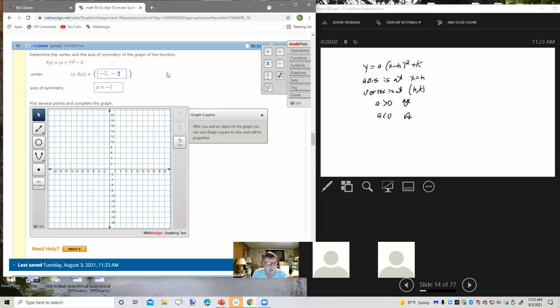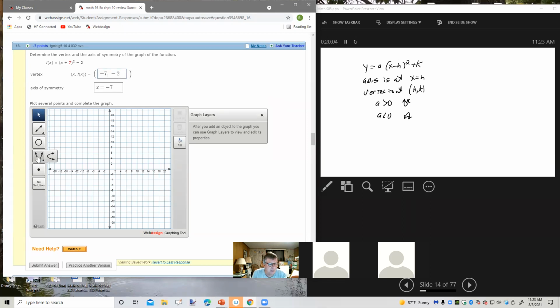And recall when you're graphing a parabola, you got to click on this till it turns blue. You start with the vertex and pay attention to the scale. In this problem, every increment is in 2 units. So -7 would be halfway between -6 and -8. -2 is right there. Now, I need a second point.